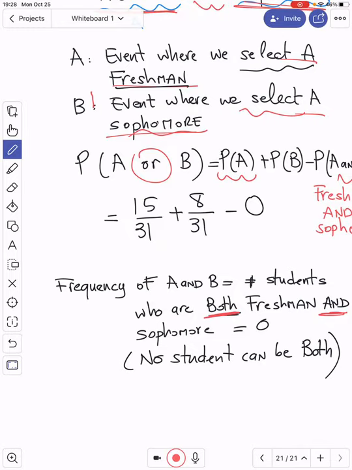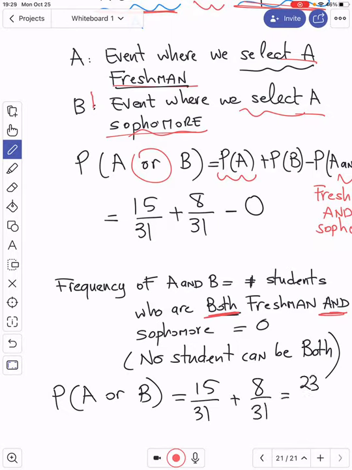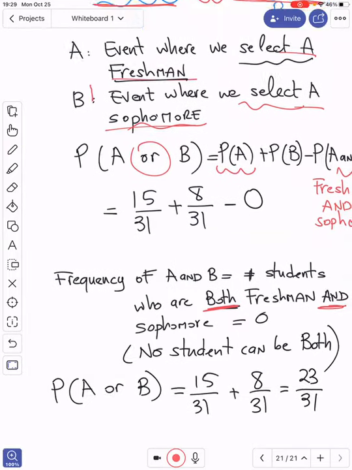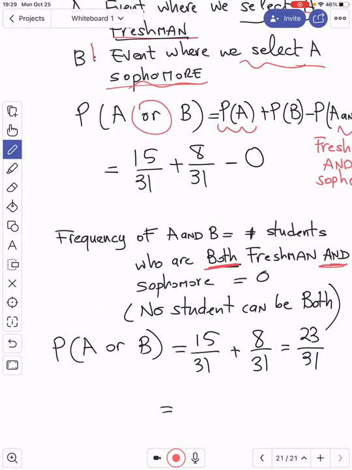So the answer here would be 15 over 31 plus 8 over 31, that'll be 23 over 31. And if you divide 23 over 31, of course, that will be 0.74, which is 74%. One more question, guys. So here, as you can see, no student can be both freshman and sophomore.